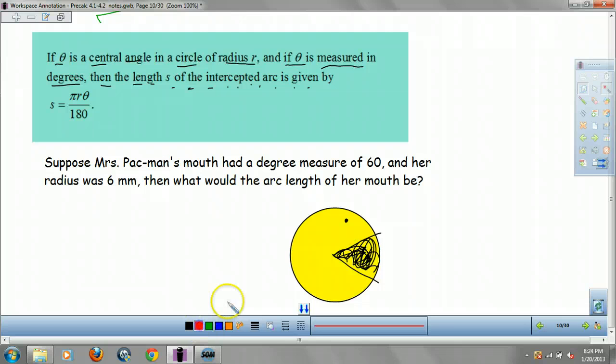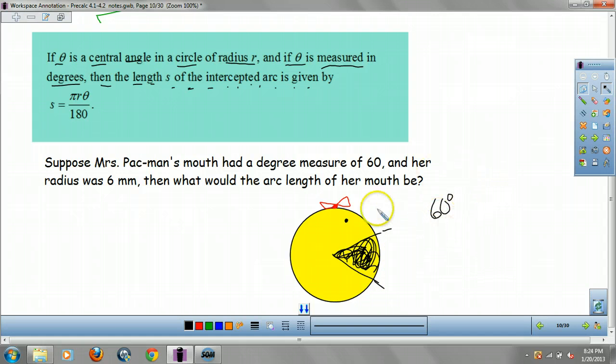Okay, so this is Miss Pac-Man, right? She has a bow on top. I know it's Miss Pac-Man. Her mouth is 60 degrees. What is this arc length?